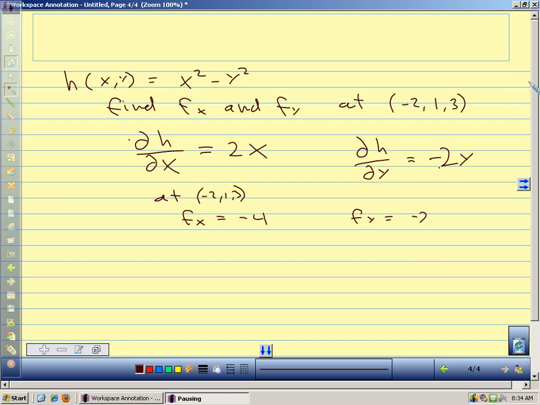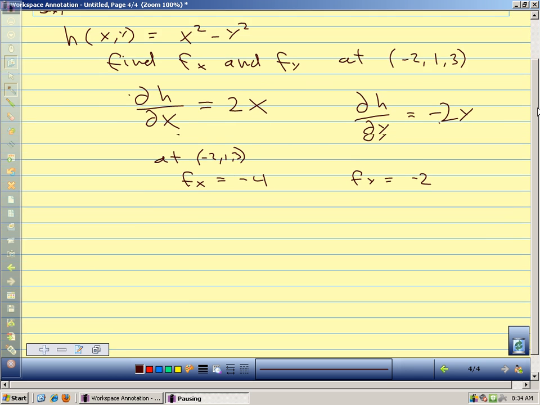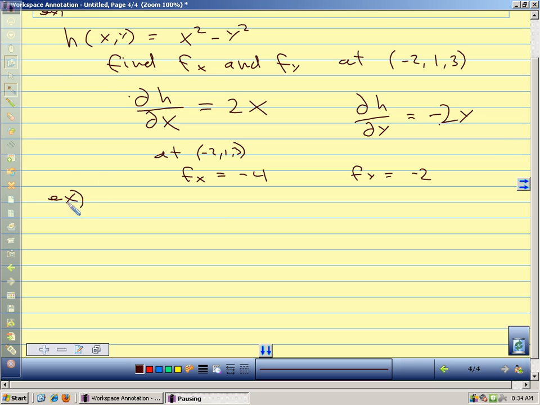Let's look at another example. So calculating is pretty straightforward as long as you remember that when you're calculating your derivative with respect to x, y is constant. When you're calculating with respect to y, x is constant. So let's look at z equals cosine of 2x minus y. And we want to find our first partials at pi over 4, pi over 3, and square root of 3 over 2.